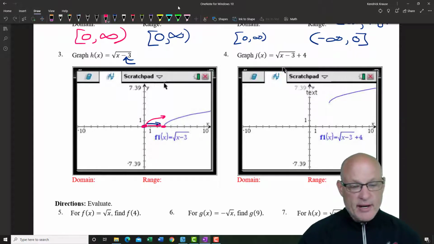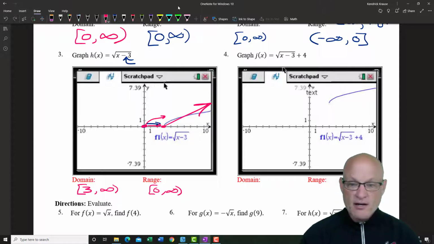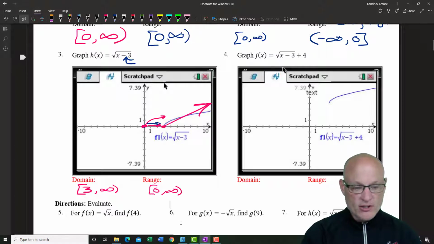Now, if we talk about domain and range, domain for this one, the new starting point is 3 because it moved 3 units to the right, but it's still going up forever. Range didn't change. At least in this case, the range didn't change because the lowest y value for the range is still 0, right? And then it goes up forever and ever and ever to positive infinity. All right, let's take a look at this one. This one's a little different.